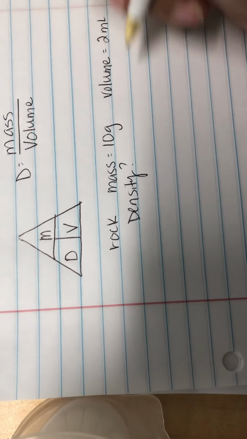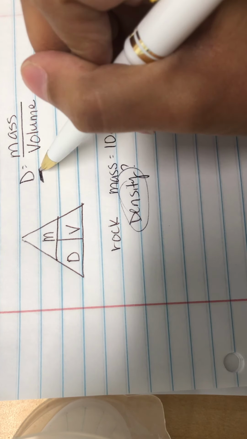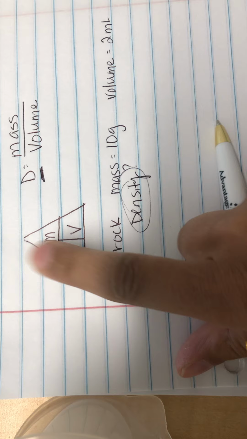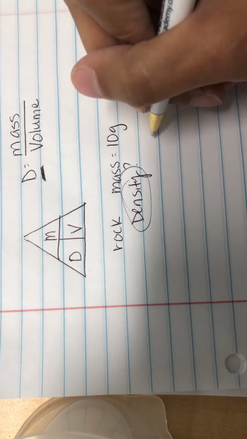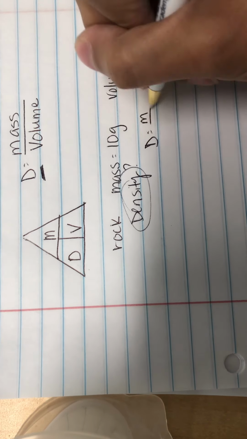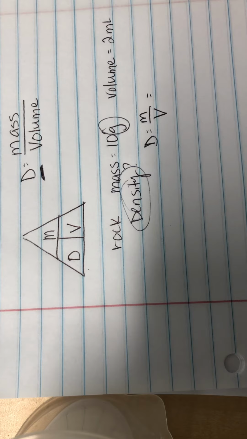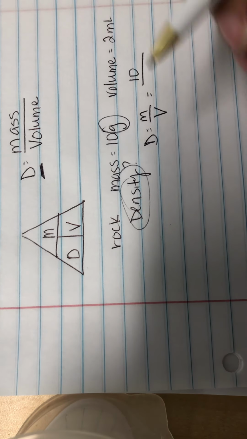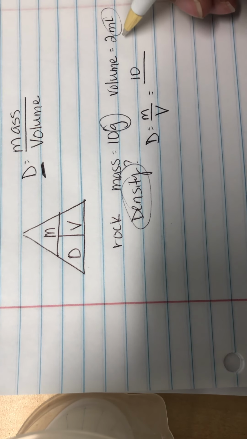So if you're finding density, you're going to use this formula. You cover up this D, what do you have left? The M over V, which means you're dividing, so mass over volume. So D is equal to M over V. Your mass is always going to have that grams. So this is my mass, so 10 goes on the top, and volume is always going to have that milliliters. So that's how you know it's volume.